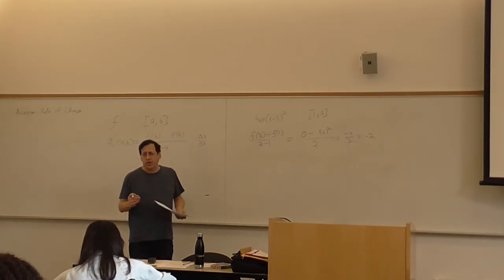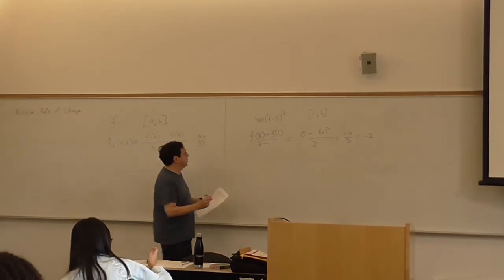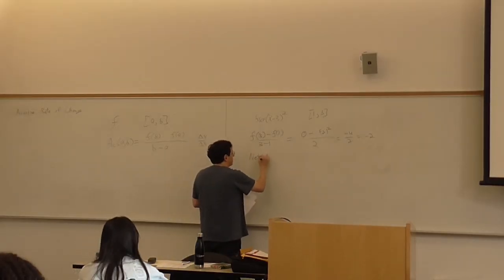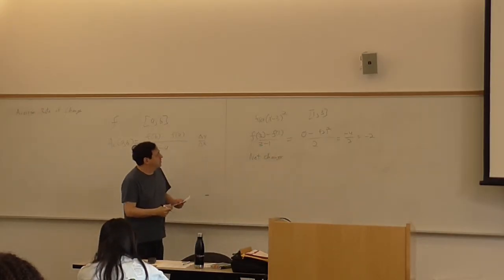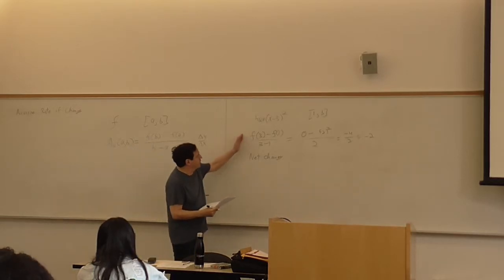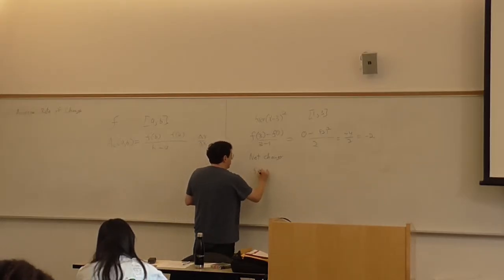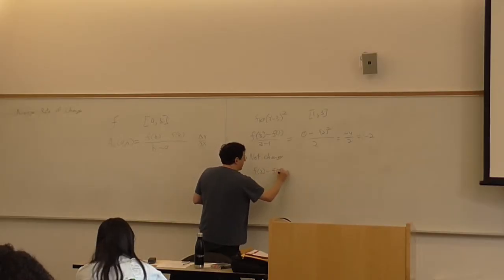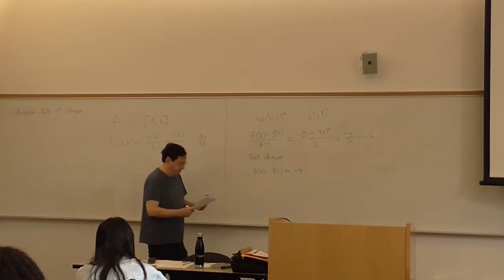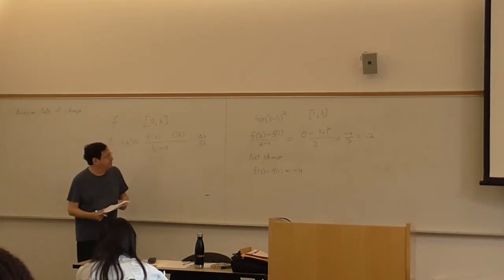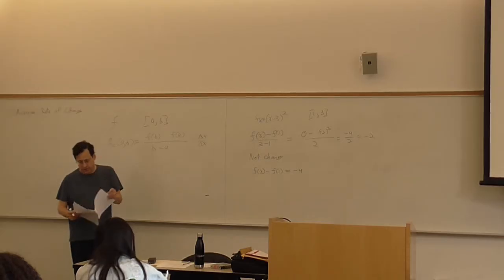Now, let's distinguish here the average rate of change from the net change. The net change on this function from 1 to 3 is just f of 3 minus f of 1, which of course is minus 4. So we have average rate of change and net change.